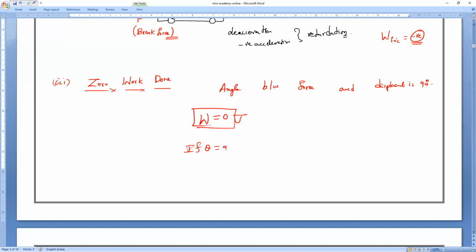Why? Speaking in a mathematical way, if theta is equal to 90 degrees, then cos theta equals cos 90. What is the value of cos 90? Cos 90 is 0. So F s cos theta becomes F s cos 90, and cos 90 is 0, so F times s times 0 equals 0. So the total work done is 0. Understood, everybody?